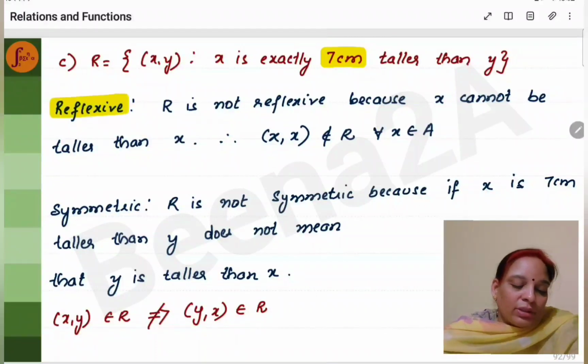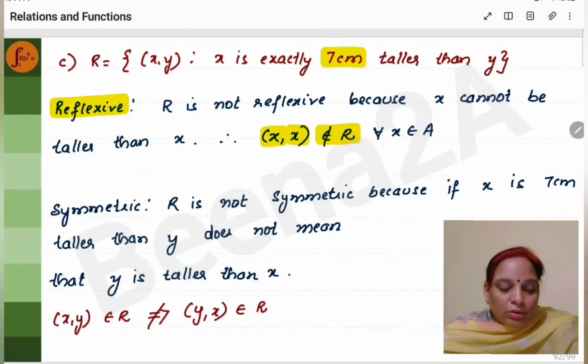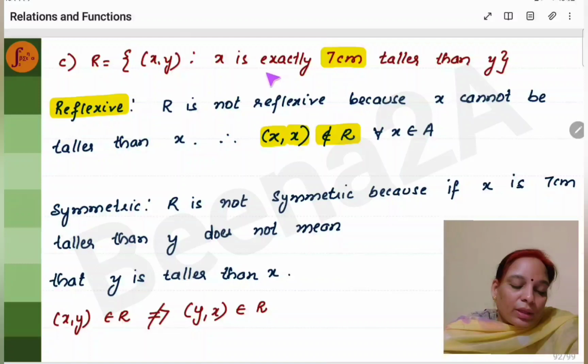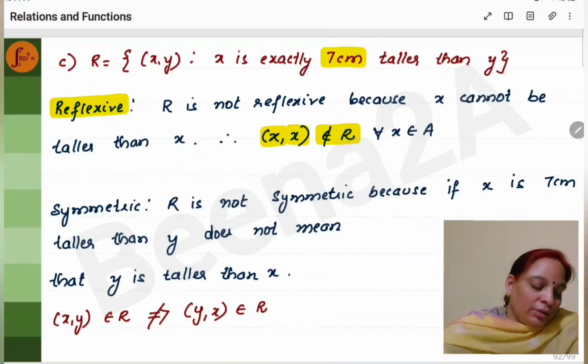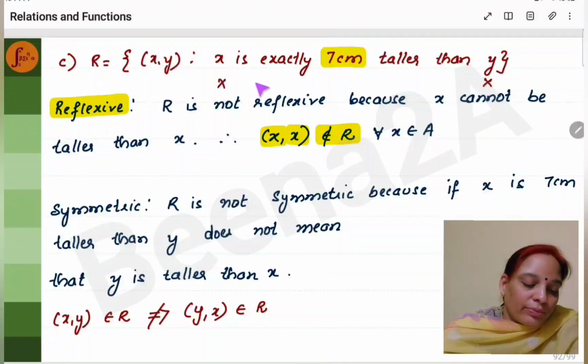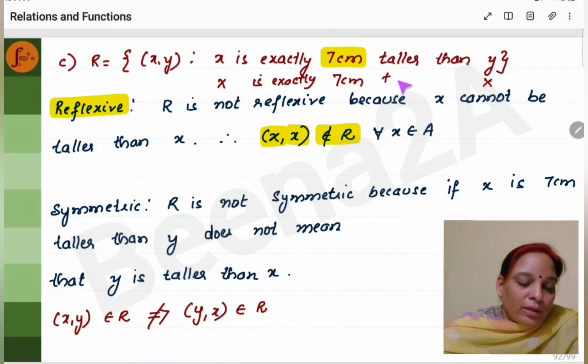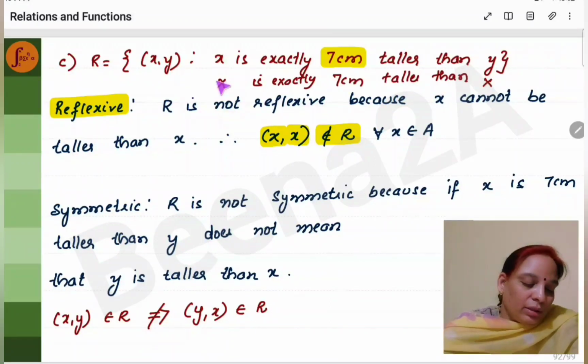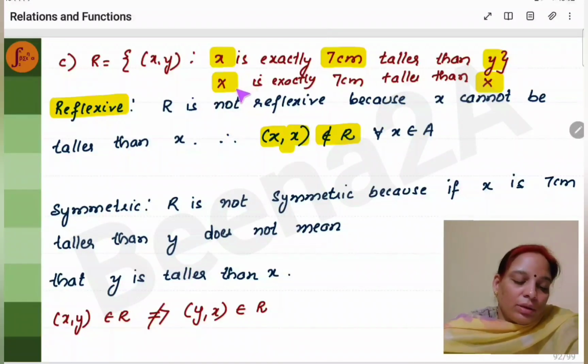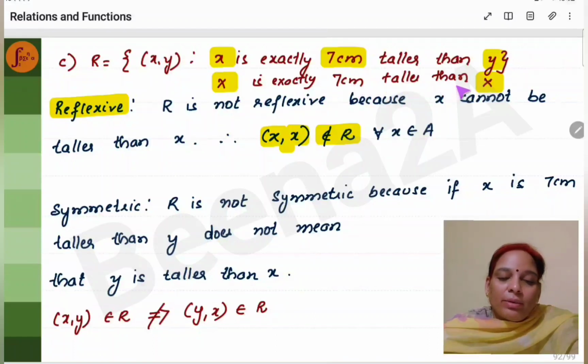Now, let's see if this is reflexive. So, x comma x should belong to R. Right? That's the condition. X comma x should belong to R. That is, x should be 7 cm taller than x. Right? Instead of y, I'll have x for reflexive. X is exactly 7 cm taller than x. That's what it means. So instead of y, I'm putting x. X comma x. So x is exactly 7 cm taller than x.